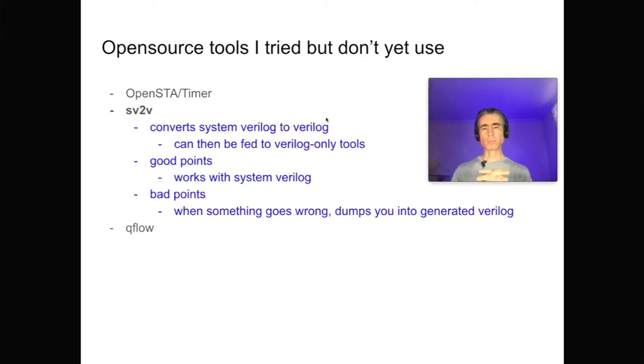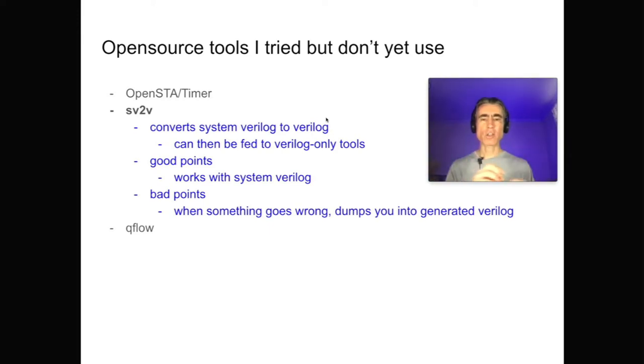SV2V is a very nice project. It takes SystemVerilog and converts it into Verilog, so we can then feed that Verilog into all these other tools that only support Verilog. The good point is it works with SystemVerilog. The bad point is when something goes wrong, it dumps you into the generated Verilog. So when I have an error, I get dumped into generated code that I didn't write.